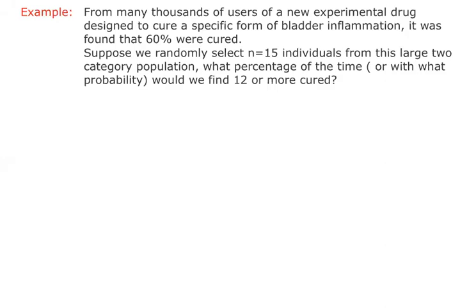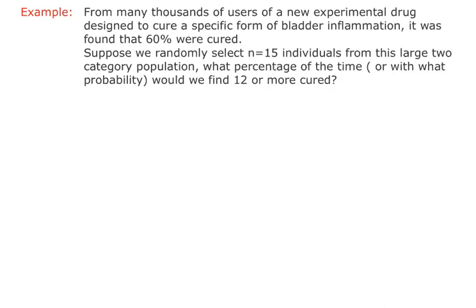So here we have an example. From many thousands of users of a new experimental drug designed to cure a specific form of bladder inflammation, it was found that 60% were cured. So suppose we randomly select n equal to 15 individuals from this large two-category population. What percentage of the time would we find 12 or more cured?